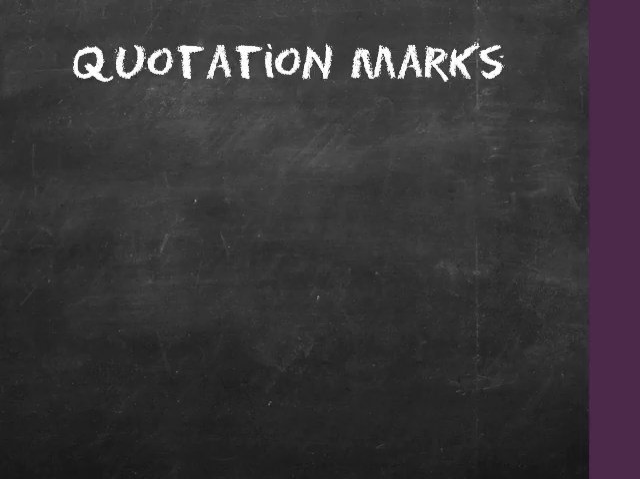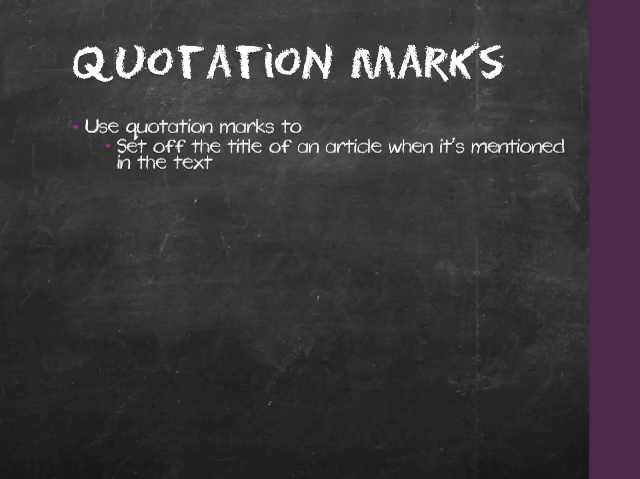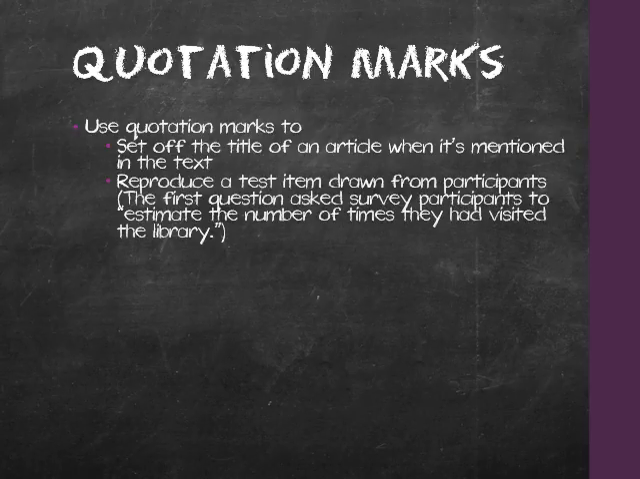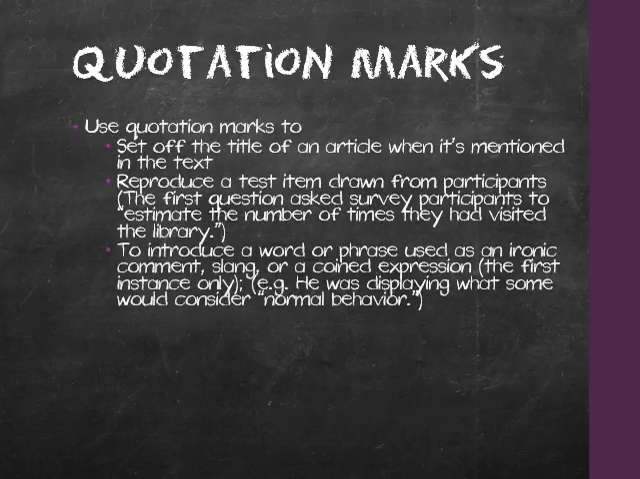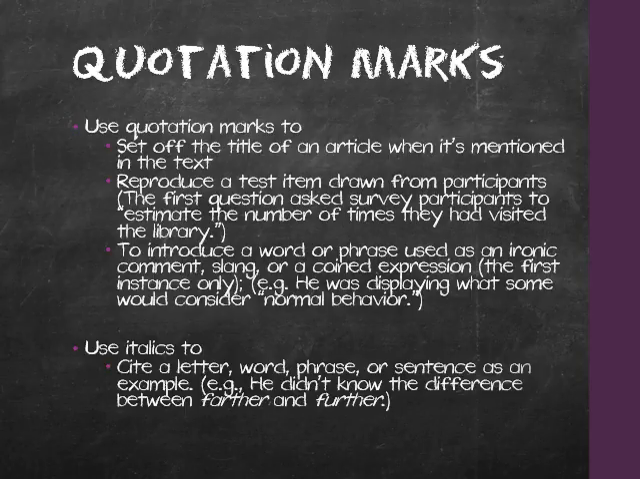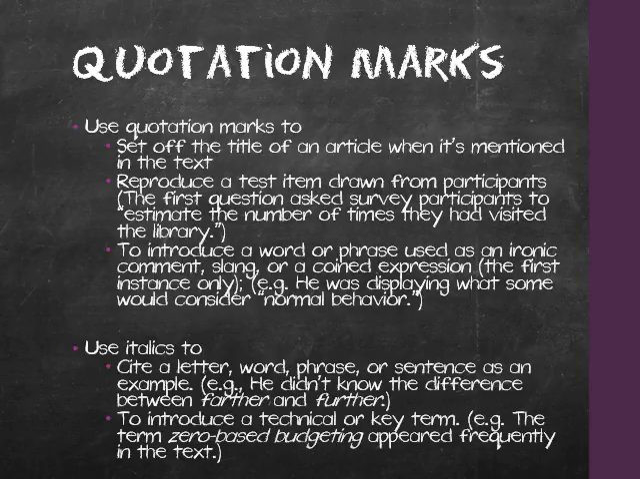Finally, let's talk about how to format quotations in APA. Quotation marks should set off article titles when you mention them in your text. When you want to reproduce a test item drawn for participants, you should also enclose this information in quotation marks. You should enclose ironic comments, slang, or a quaint expression in quotation marks as well, but only enclose the first use in quotation marks. Use italics to cite a letter, word, phrase, or sentence as an example, and to introduce a technical or key term.